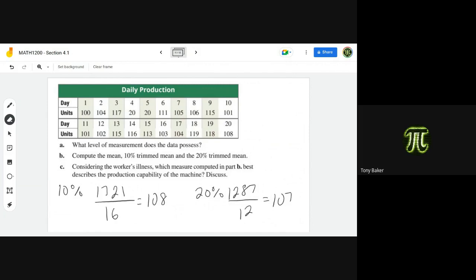When I did the 20%, I got 107. Which one of those would you think is a better estimation of her work? They're both very close, but if we were literally just looking at cutting out those two 20s, because those are really the only 2 bad days they had, the 10% makes more sense in this situation. The 20%, I think, cuts too much. Okay, because it cuts a couple other good days out that she had. Okay.